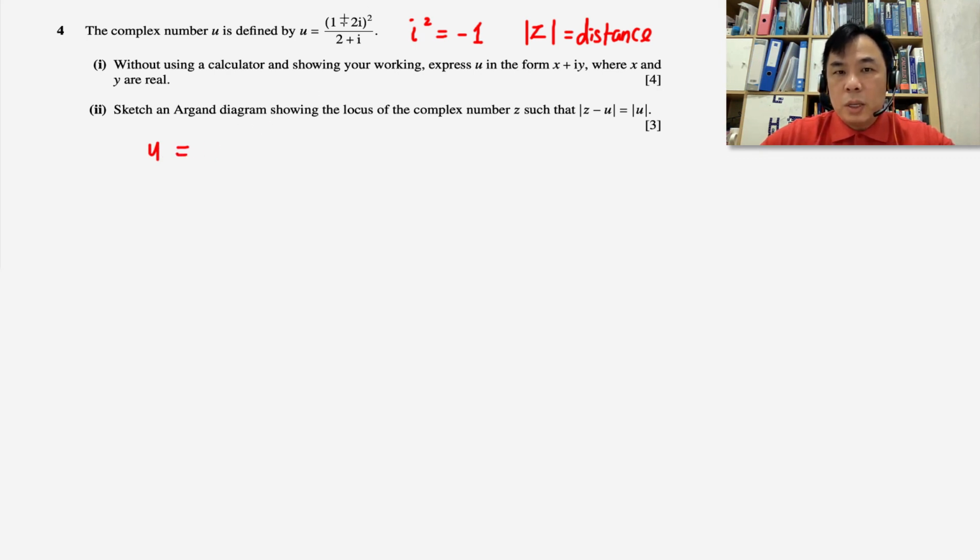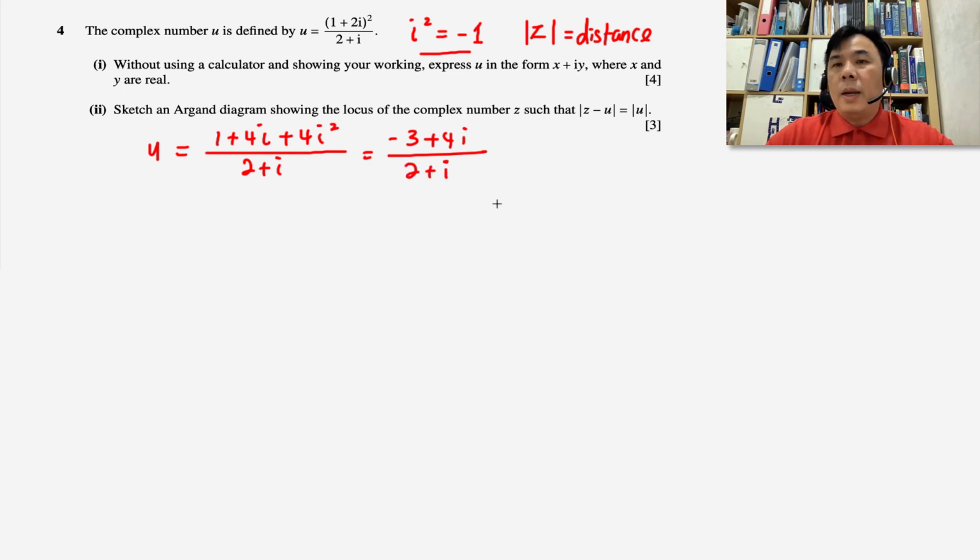We're going to use rationalization. First of all, we're going to expand this, of course. If you expand that, there will be a 4i. And then be very careful with the last one, as I mentioned before. That is actually a 4i squared, divided by 2 plus i. And then we're going to simplify that. That is -3 plus 4i divided by 2 plus i. And then using the rationalization method, we are going to use its complex conjugate for the denominator.